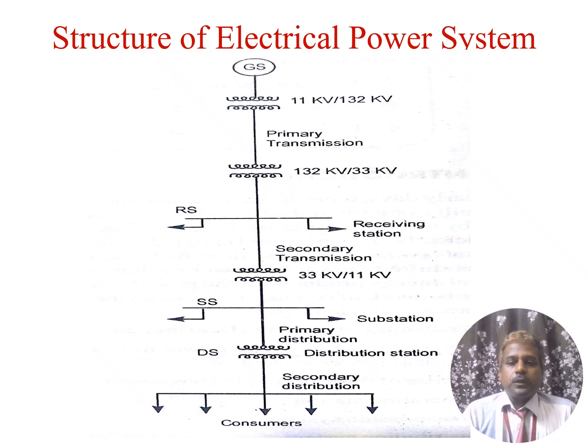The bulk consumers can get the power directly from the primary distribution. So 11 kV can be directly given to the bulk consumers and medium consumers. After that it goes to the secondary distribution. From the secondary distribution, the 11 kV is reduced to 400 volt or 230 volt, which is given to the three-phase supply consumers or single-phase consumers. So this is the structure of the electrical power system.